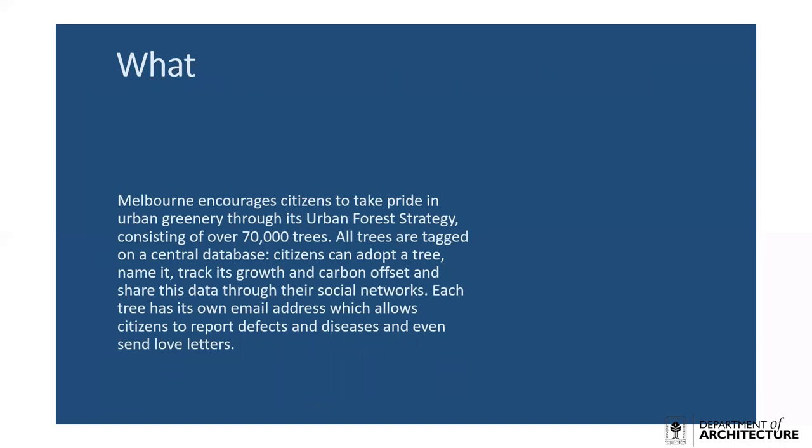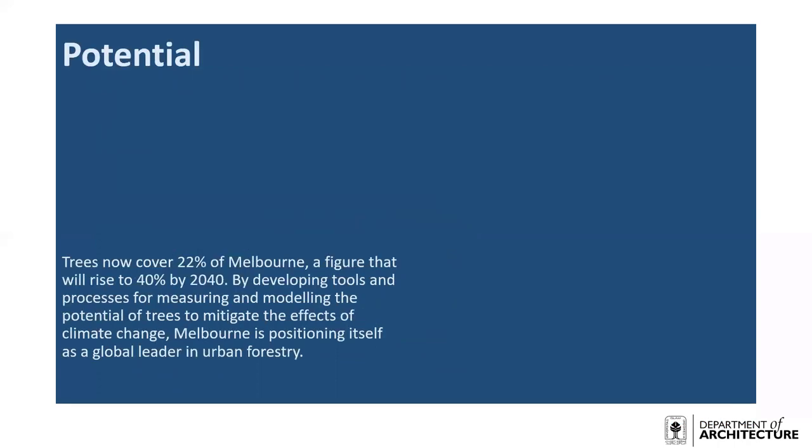Melbourne encourages citizens to take pride in urban greenery through its urban forest strategy consisting of over 70,000 trees. All trees are tagged on a central database, and citizens can adopt a tree, name it, track its growth and carbon offset, and share this data through their social networks. Each tree has its own email address, which allows citizens to report defects and disease, and even send love letters. I think this is a potential for the future.